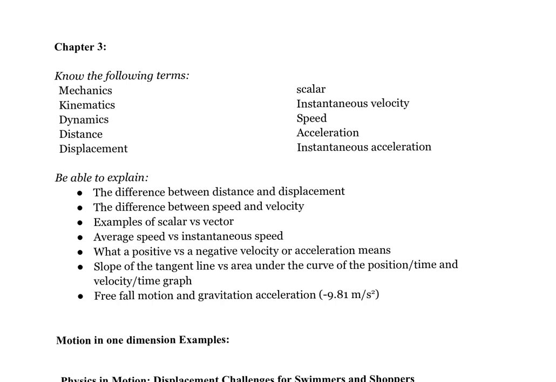Average speed, instantaneous speed, just understanding that we are comparing over a distance versus a speed at a specific spot. Positive or negative velocity or acceleration: understand velocity has direction, so positive velocity depends on which direction you're going, negative velocity, other direction. Acceleration, speeding up versus slowing down, slope of the tangent line versus area under the curve, position, time, velocity graph.